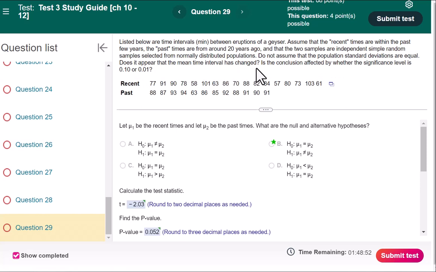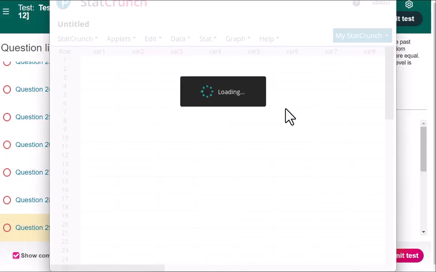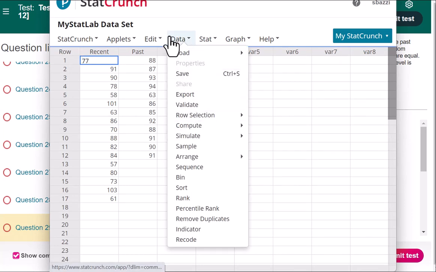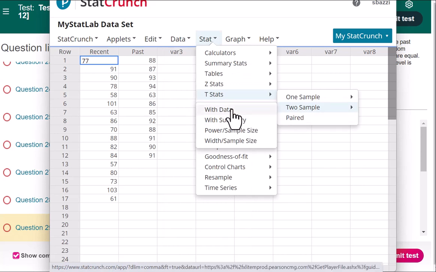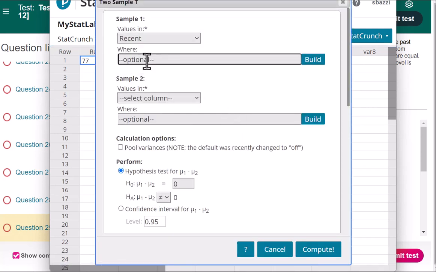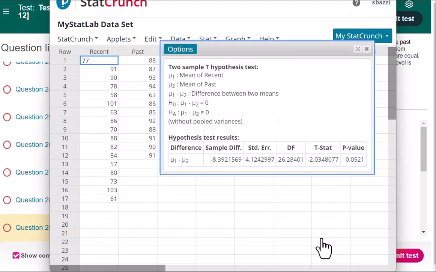Does it appear that the mean time interval has changed? Has changed, guys. It's not positive, it's not negative, not increase, not decrease. So you do different from. That's what changed means. So we need to test that mu1 equals mu2 and mu1 not equal to mu2. You just go here, open in StatCrunch. You go to stat, t-stat, 2-sample, with data, column 1. Don't worry about where, you don't touch that one. Past, and not equal is good here, that's what I want, and compute.